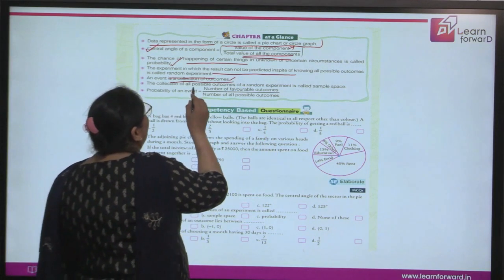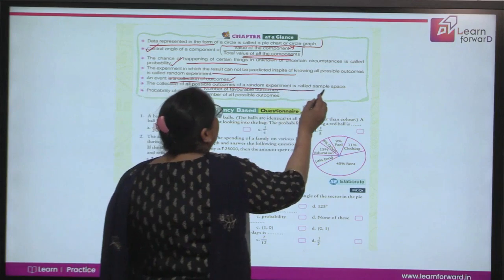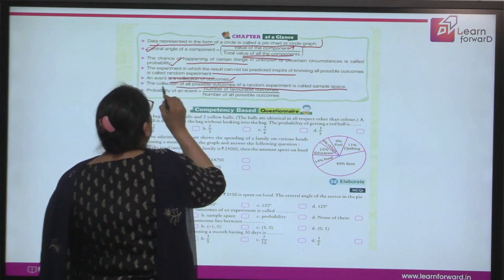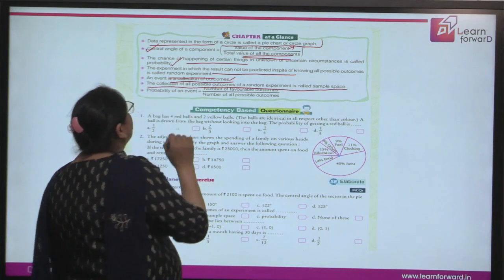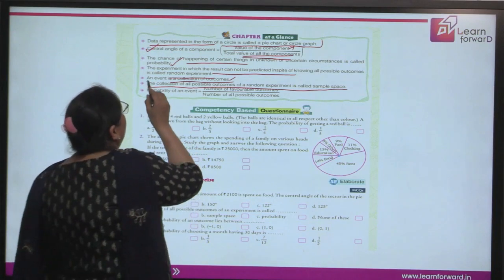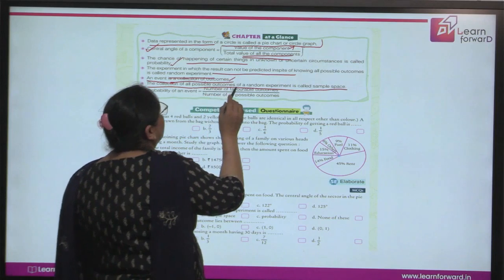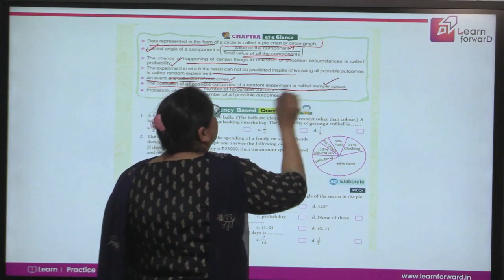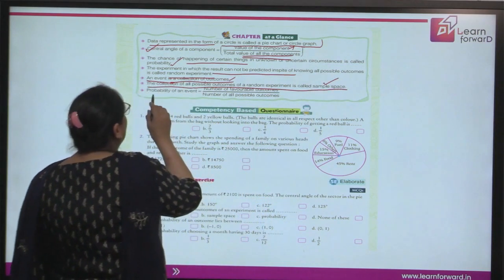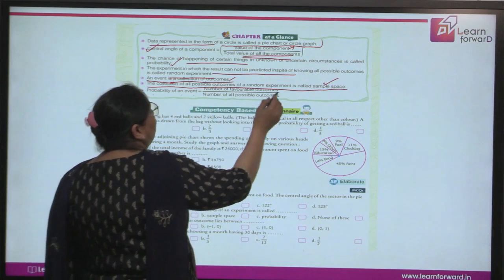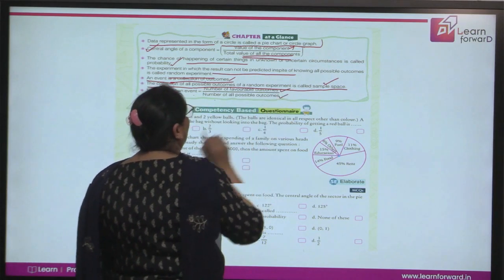The collection of all the possible outcomes is called sample space. Event is a collection of outcomes. Collection of all possible outcomes is sample space also. Probability is the number of favorable outcomes over the number of possible outcomes.